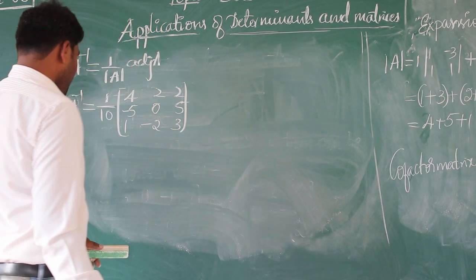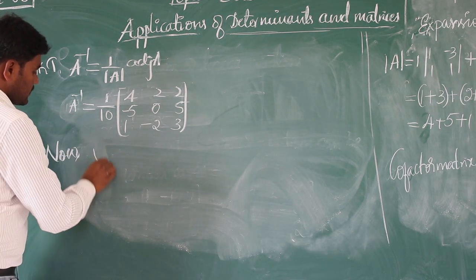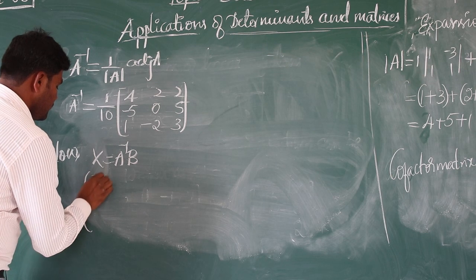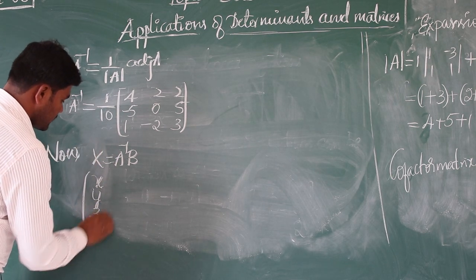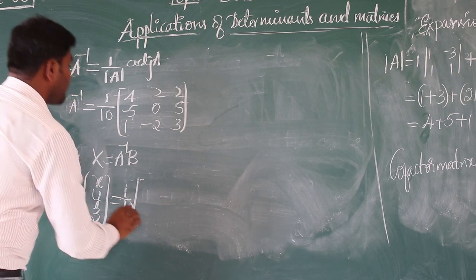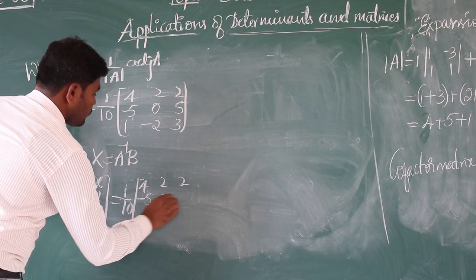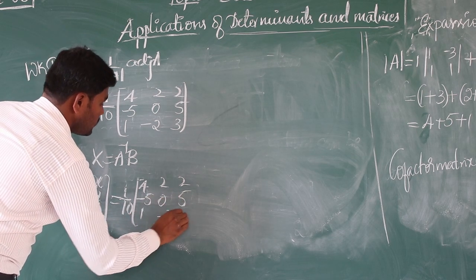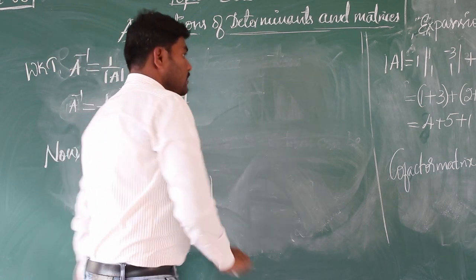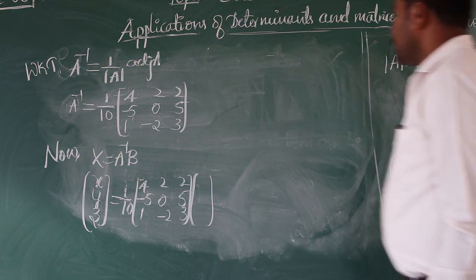Here we have to find the variables, right? We know that the variable matrix X can be written as A inverse into B, where X means the variable matrix x, y, z, and A inverse is 1 upon 10 into first row elements 4, 2, 2, second row elements minus 5, 0, 5, last row elements 1, minus 2, 3, into the constant matrix B, which is 4, 0, 2, right?